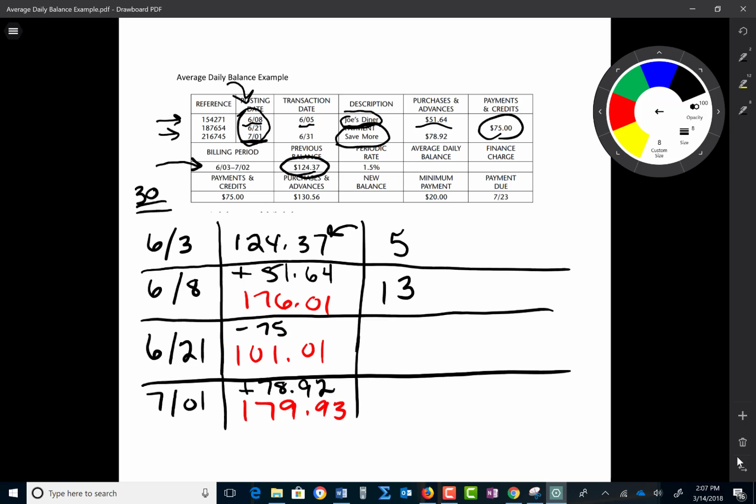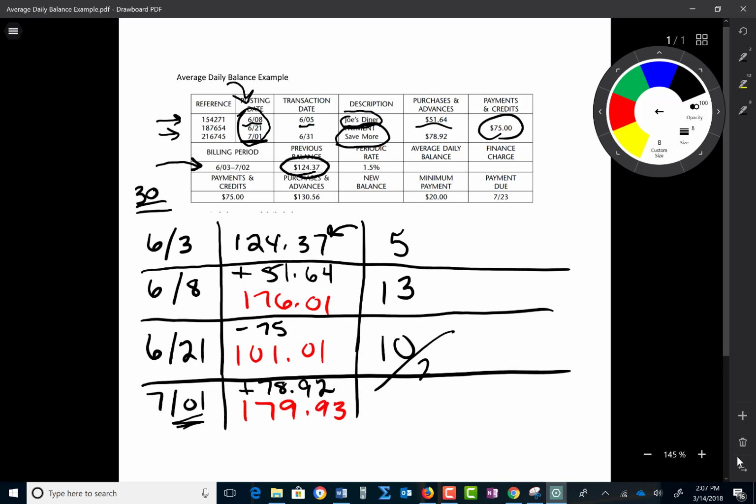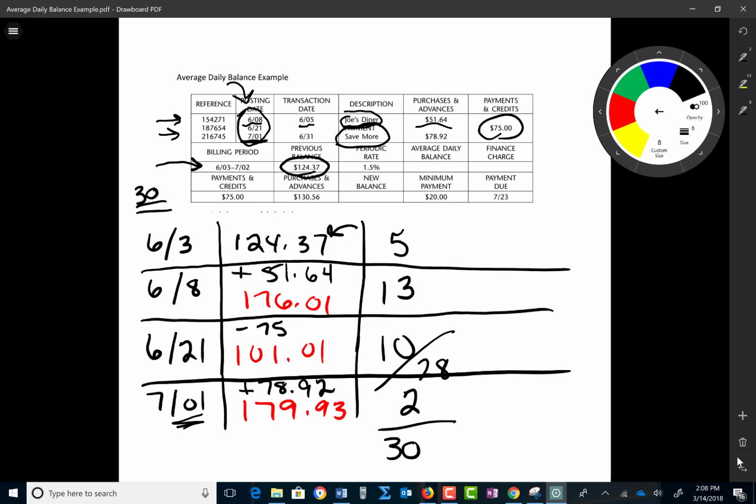And from the 21st to the 1st, rolling on around, was 10 more days. And right now, before I go into my last transaction, I have used 28 days of the month because 28 is 13 plus 10 plus 5. The month of June has 30 days in it. So my last transaction actually has stayed that way for 2 more days because this has got to add up to 30. So this column of your number of days must add up to 30.